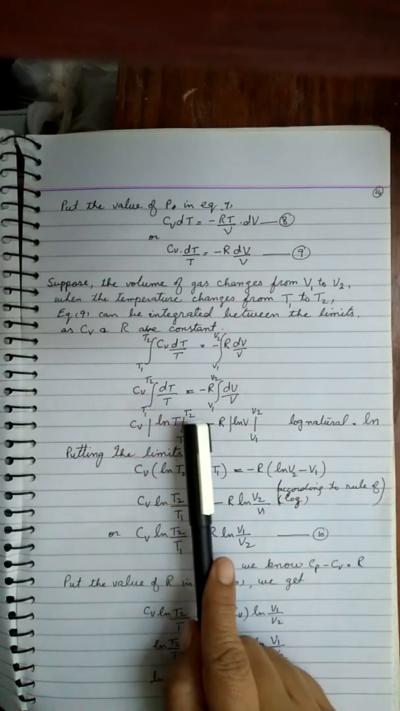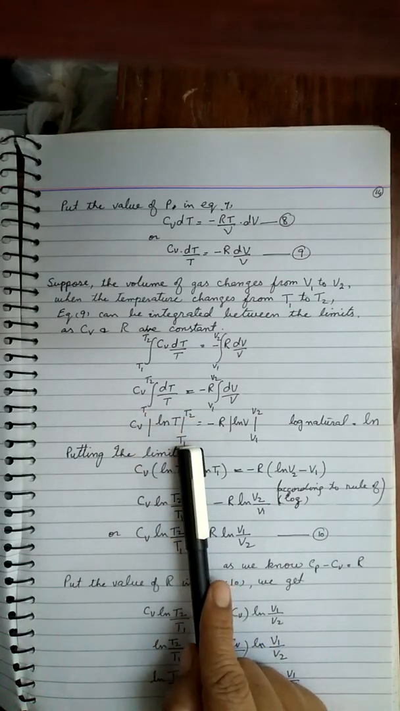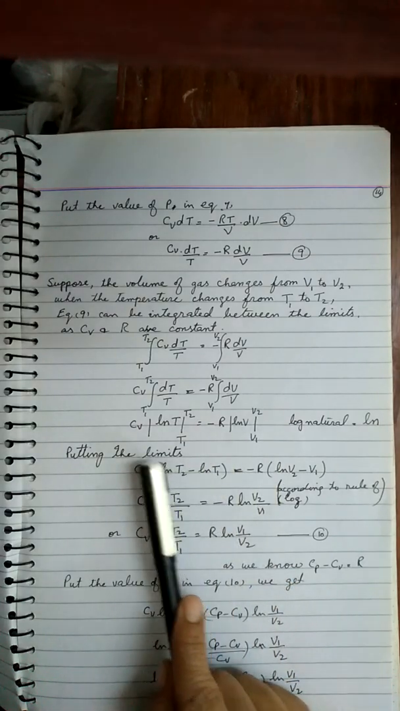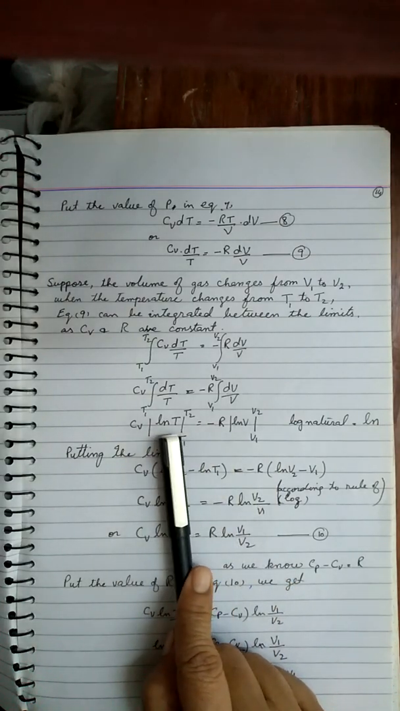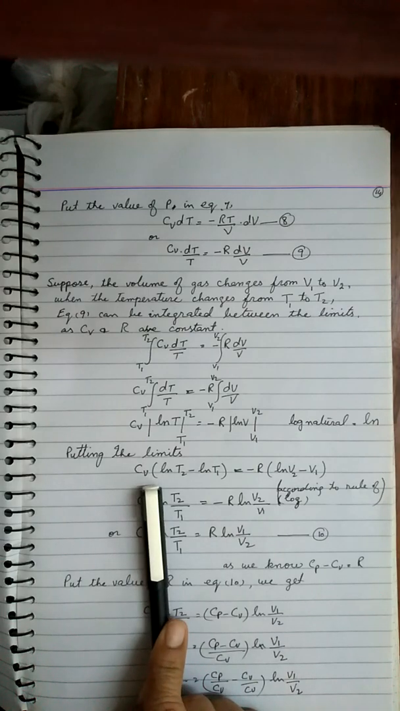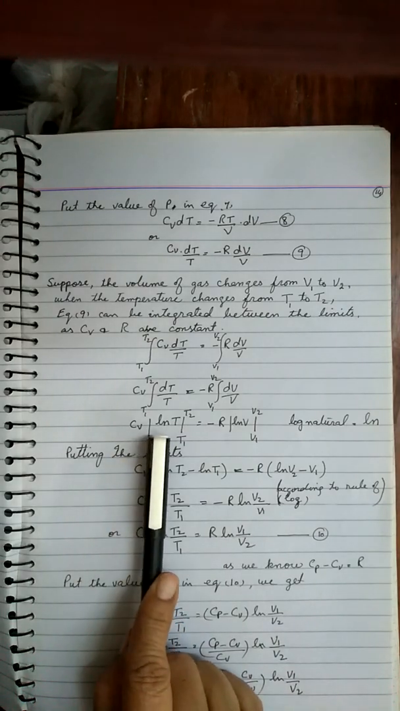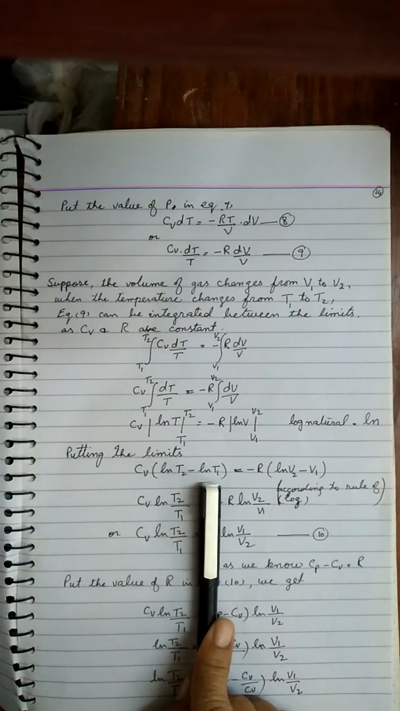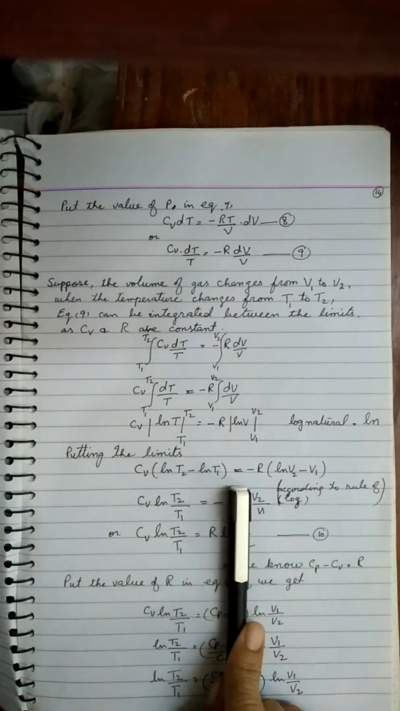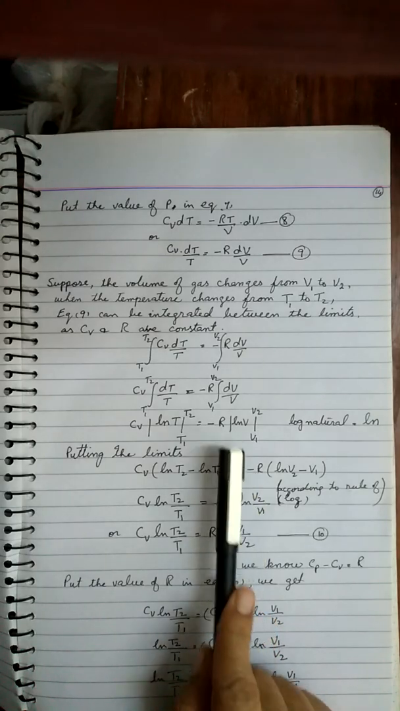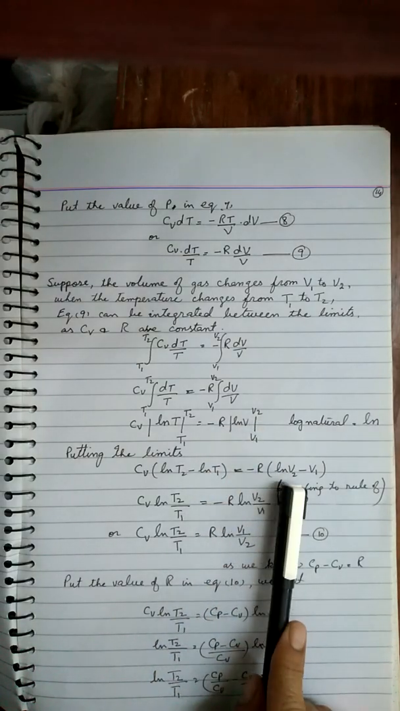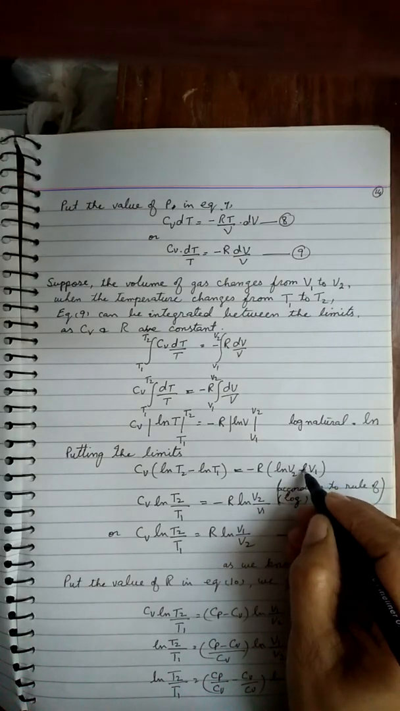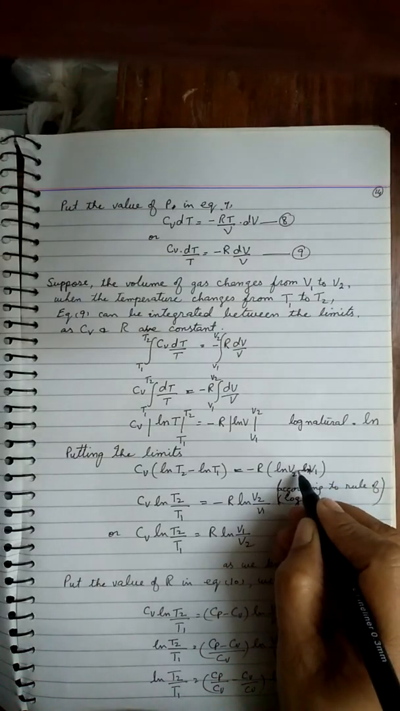We will put the limits T2 and T1 here, V2 and V1. So we will solve these limits. CV into log natural T2 minus log natural T1 is equal to minus R log natural V2 minus log natural V1.